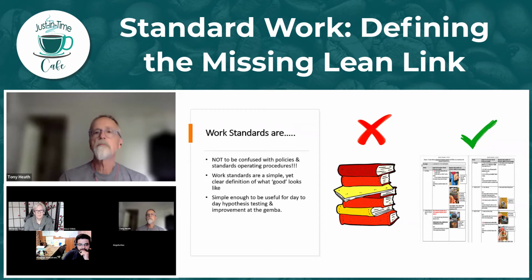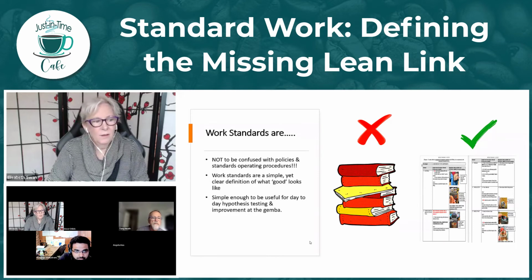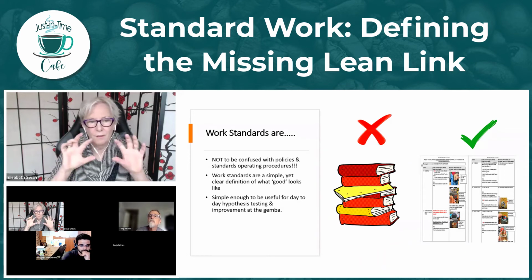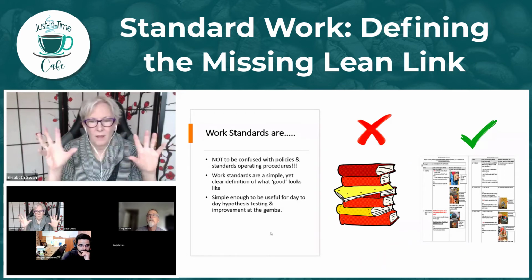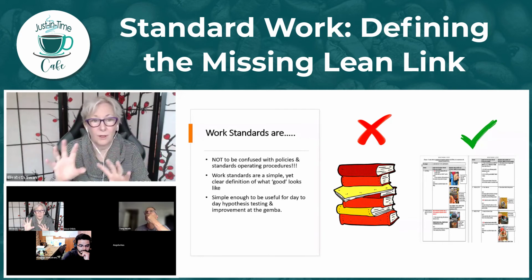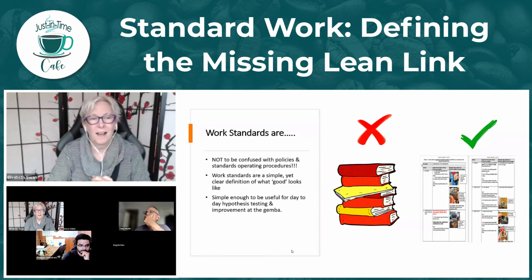Sounds interesting. But to your points, Raaghavan, it's really been helpful for just teasing out standard work versus work standards. I don't think I've ever had that put quite so nicely. And the distinction is incredibly helpful. Yeah, you got people agreeing.